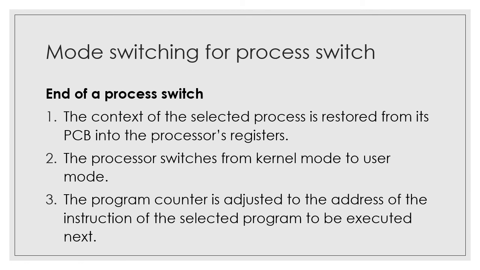Let us continue to zoom into the process switch. Just now we started a process switch. Now we are ending the same process switch. The context of the selected process is restored from its PCB into the processor's registers. The processor switches from kernel mode to user mode. The program counter is adjusted to the address of the instruction of the selected program to be executed next.